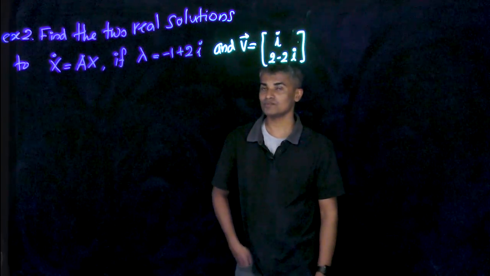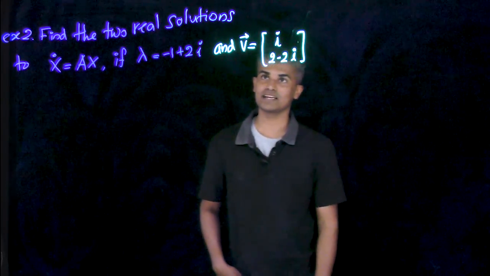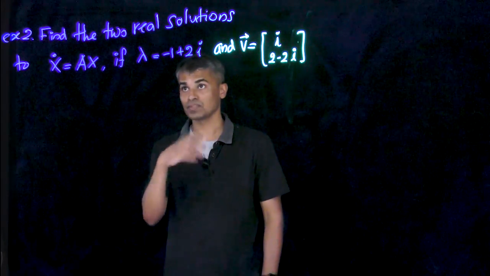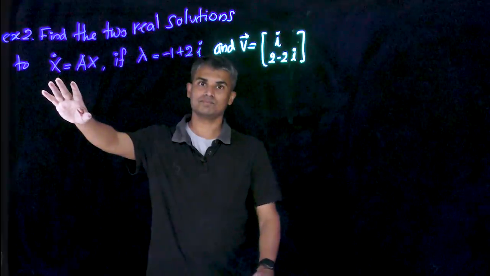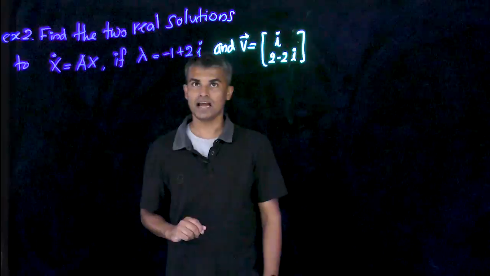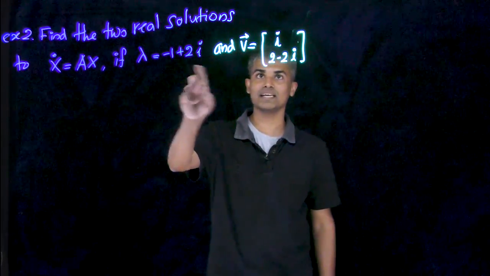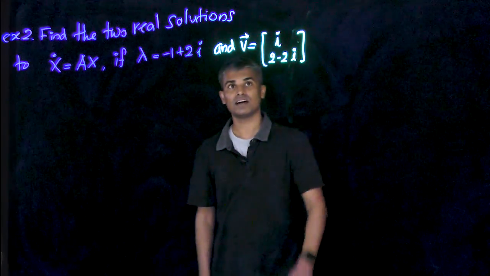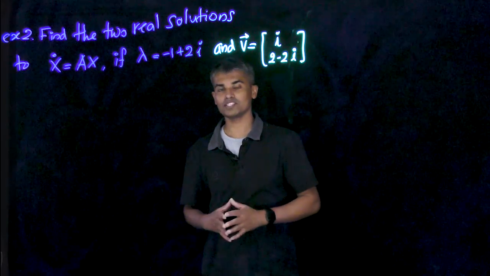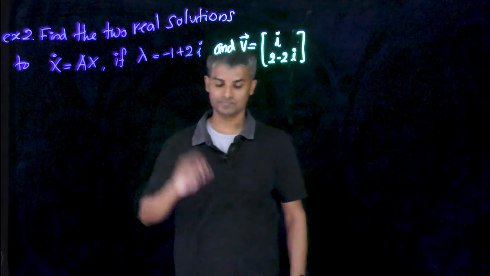Okay, so now let us consider another example where we have a complex eigenvalue and complex eigenvector for a system of differential equations. Again we are given a, let us say, 2 by 2 system of differential equations, and this time we are given one eigenvalue which is -1 plus 2i and the corresponding eigenvector i and 2 minus 2i, and our goal is to figure out the two real solutions that correspond to this system.